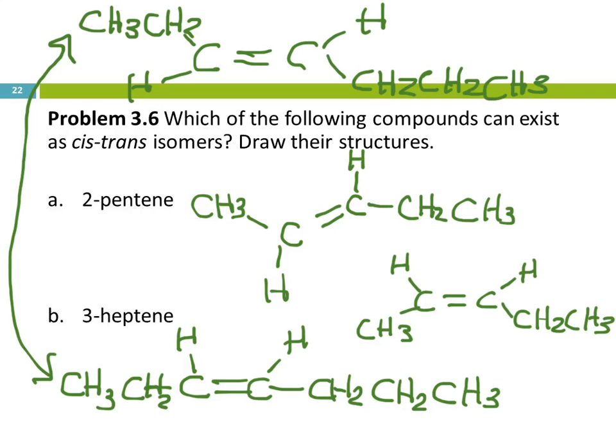Any other questions? So they both can exist as cis-trans isomers? Yes. Yep. So letter A has this trans isomer, and this would be the cis isomer. And letter B, 3-heptene, this would be the cis isomer, and that would be the trans isomer. Any other questions? Questions are awesome because I cannot anticipate what little piece I left out that is causing you to not understand it.